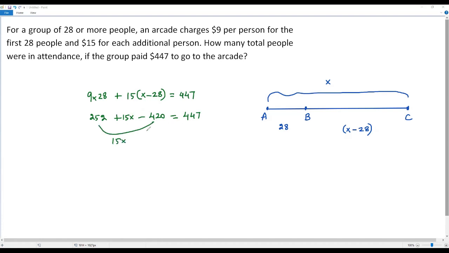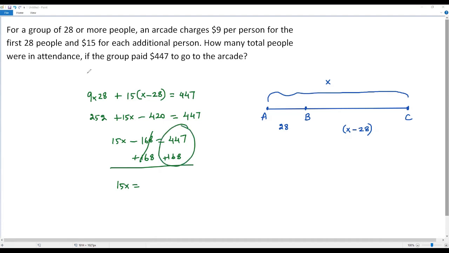Now we can combine these two values. Let me combine positive 252 and negative 420. I am getting negative 168. Let me write over here. Equals 447. Okay, now let me add 168 to both sides. When I do so, this negative value and positive value will cancel out. I'm getting 15X on the left side. When I combine positive 447 and positive 168, let me do it in the calculator, I'm getting 615. Let me write it over here.